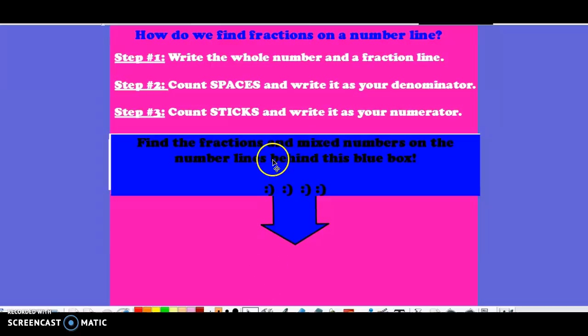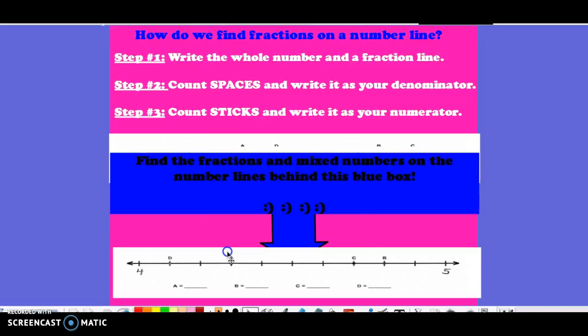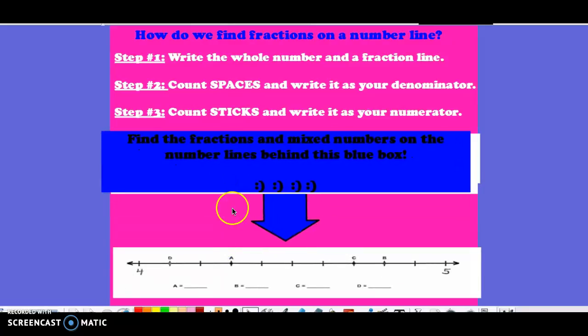Let's practice a couple right here. Here are the steps for you. Write the whole number on a fraction, count spaces, that's your denominator, then count sticks, and that's your numerator. Let's take a look at this number line right here.